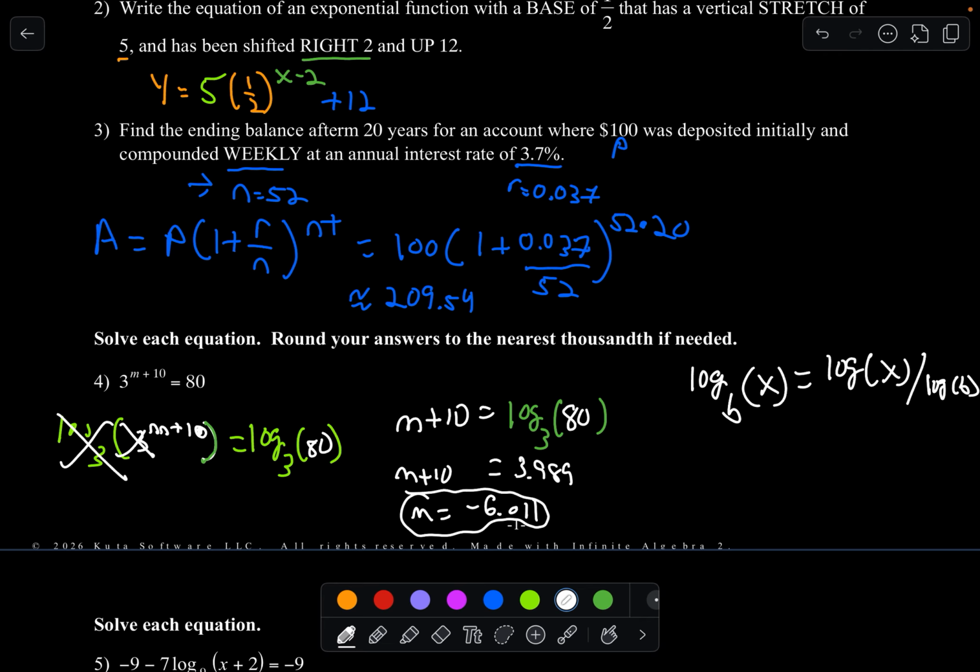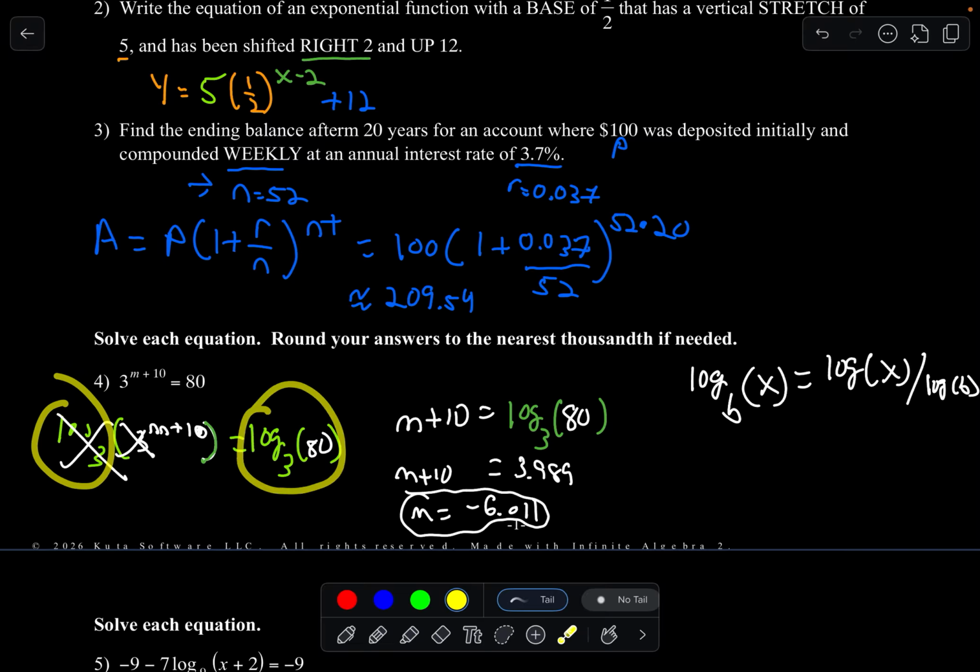Again, we had an exponential. The inverse of an exponential is a logarithm. And we chose log base 3 because the base of this exponential was 3. If the base had been 5, it would have been log base 5. If the base had been 10, it would have been log base 10, which is the LOG button, and so forth, okay?